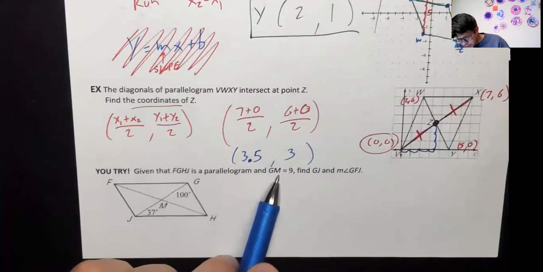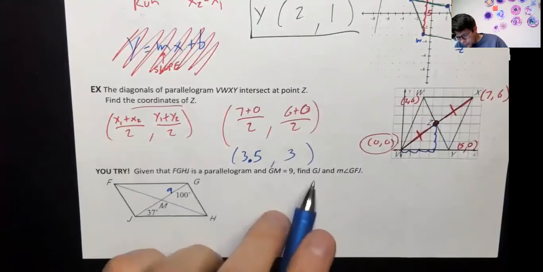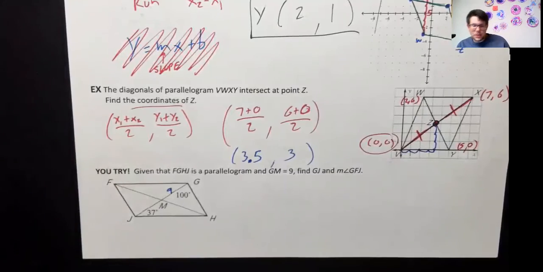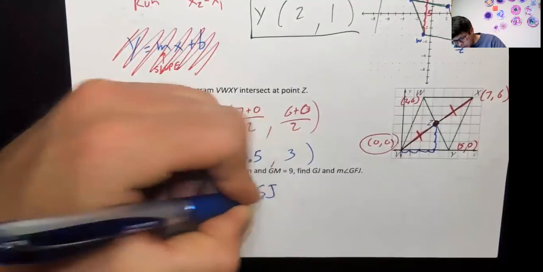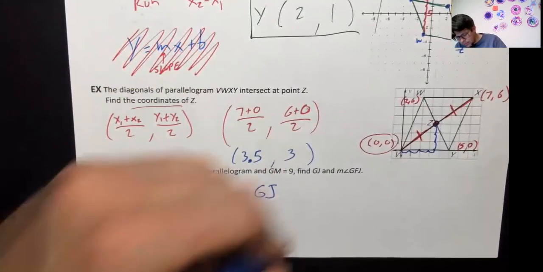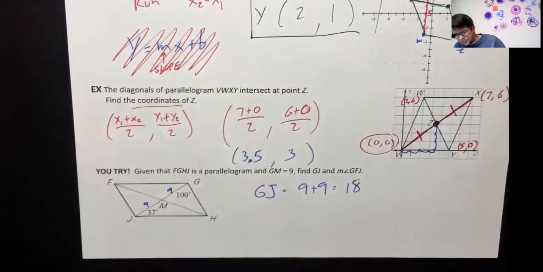We've got a distance right here of GM, which is going to be 9. So I'm going to add that into my drawing. And we want to see if we can find GJ. Now, GJ right here is a full diagonal, which means it's going to be doubled. It is 9 on the upper side and 9 on the lower side. So that means our GJ right here is going to be 9 plus 9, and it's going to be 18.